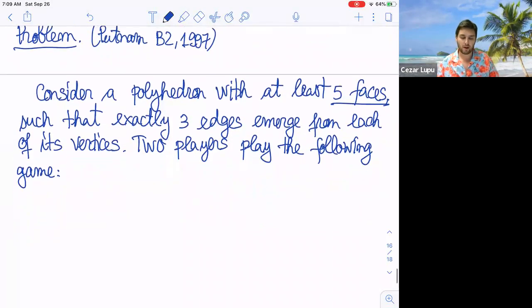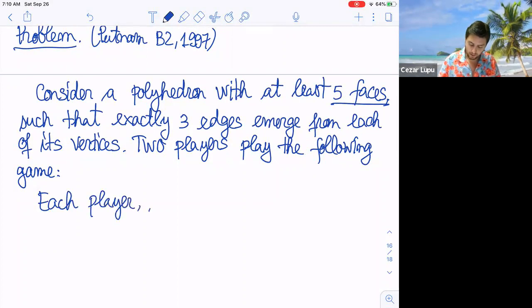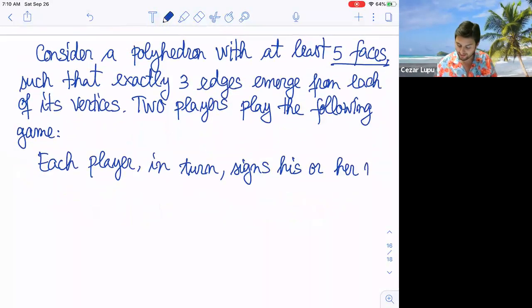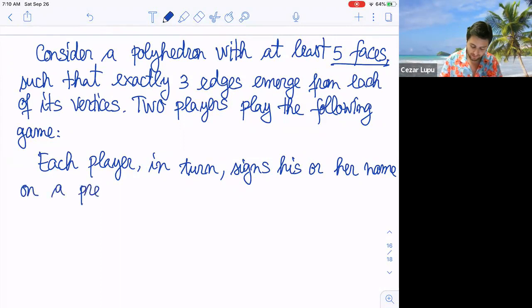All right, and the game is the following. Each player in turn signs his or her, well, these days you have to say their, but anyway, it's quite clear, it was an old Putnam problem. His or her name on a previously unsigned face.